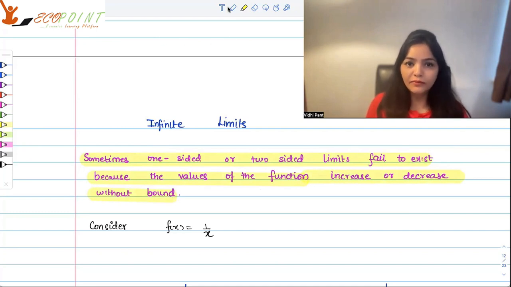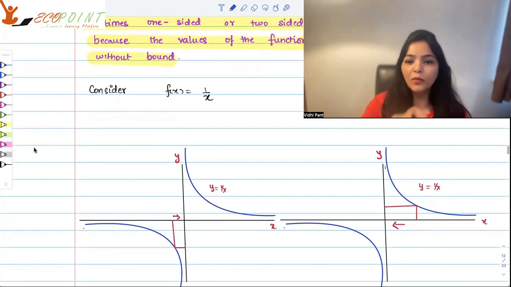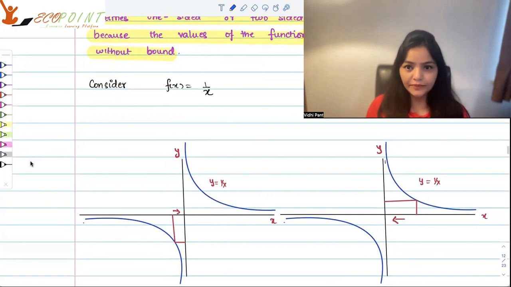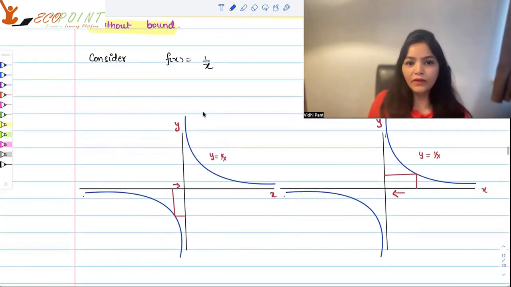So for example, f(x) is equal to 1 upon x. Now, f(x) equals 1 upon x, let's understand it geometrically. Graphically, it will look like this. So this graph, as you can see, is the graph of y equals f(x), which is essentially equal to 1 upon x. So you have a rectangular hyperbola sort of situation.